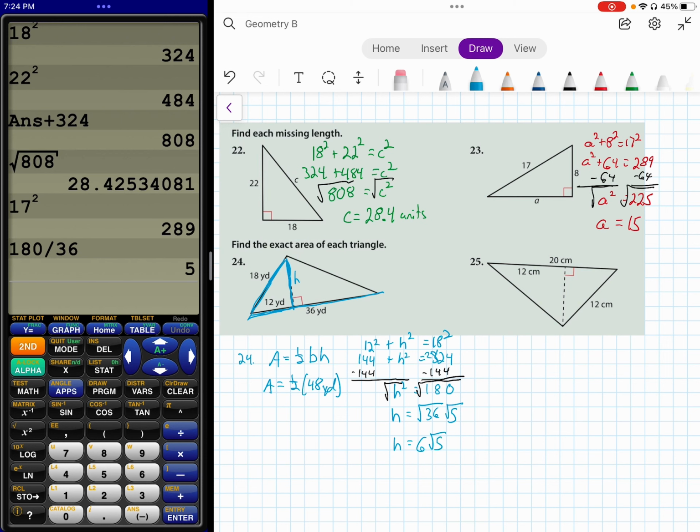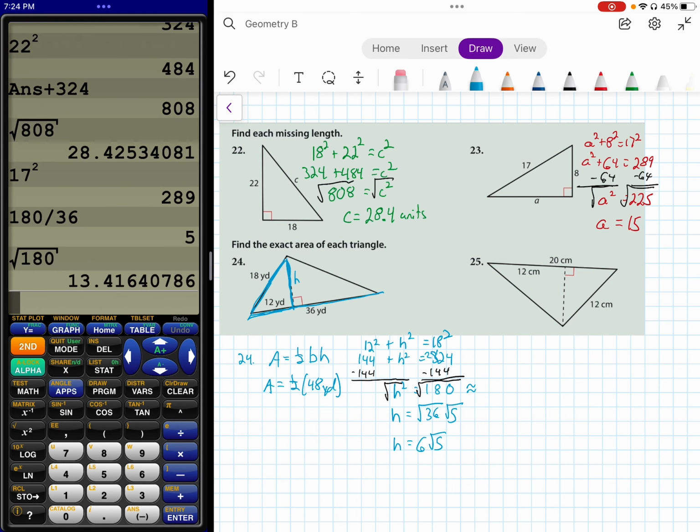Now, if you haven't taken Algebra 2, or if you haven't learned to simplify those, you can plug in the square root of 180 into your calculator. It is not giving the exact area like they asked, but if you don't have that skill yet, then it's tough to do. So square root of 180 is 13.42. But we are going to use 6 root 5. That's our height. I didn't leave a lot of room here, so 6 root 5 goes there. That's also in yards. Sorry for cramming this together.